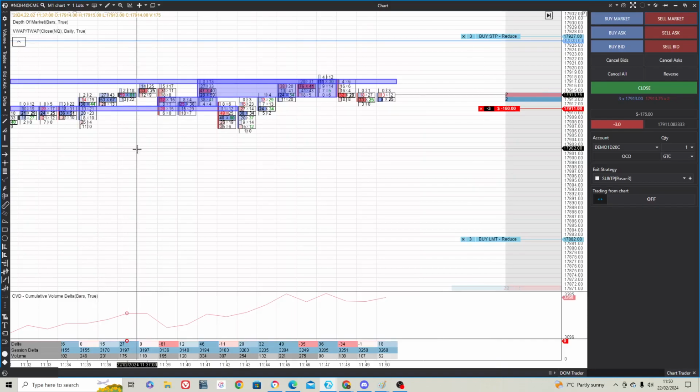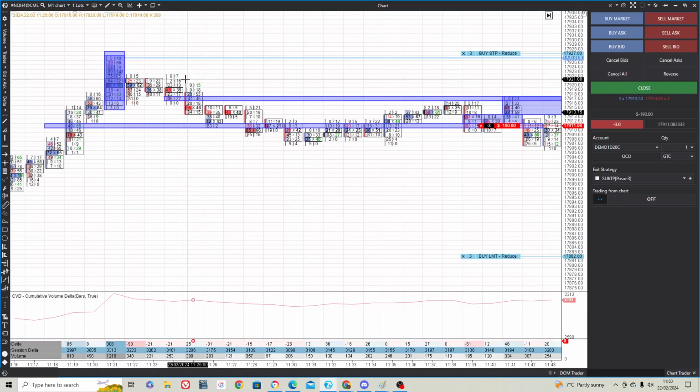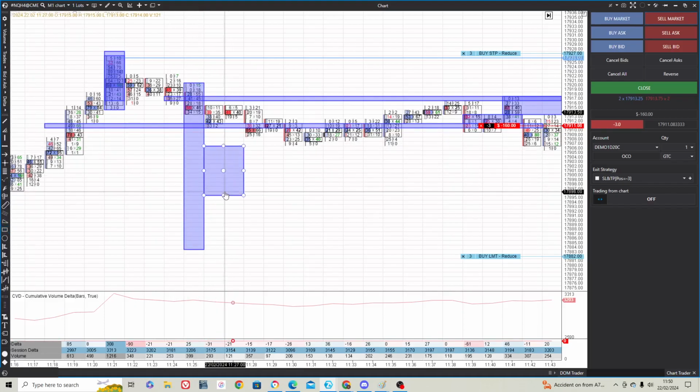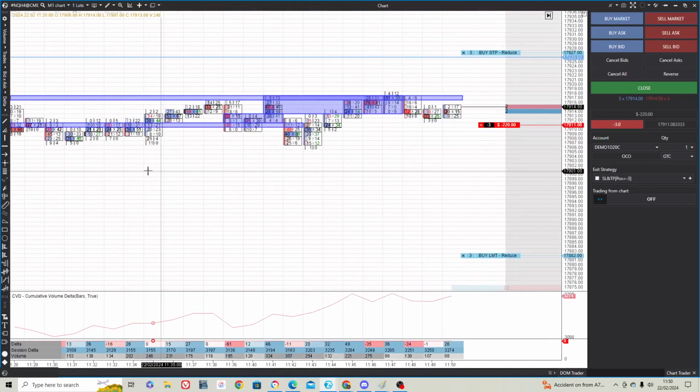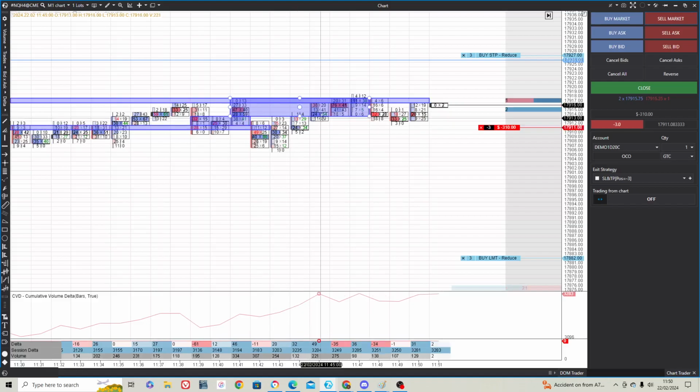Now, what would you want to see in an ideal situation? You'd want to see a strong displacement candle first, like here. Then you'd want to look at imbalances that are around here, and then trade pullbacks into that. So this entry, it's not ideal. I'm using a bit of discretion here.